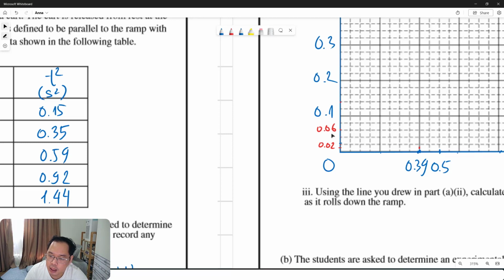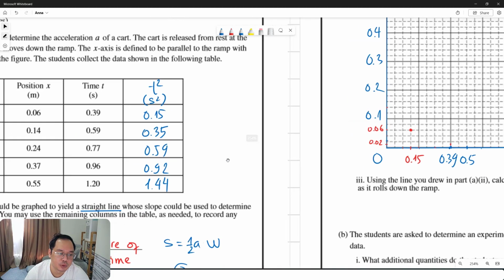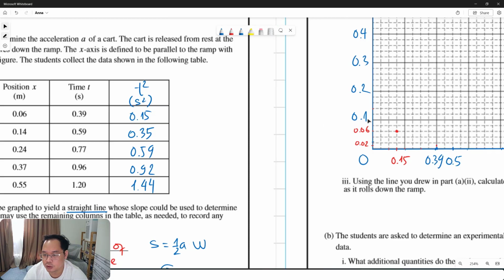0.06. And the square time is 0.15. Here is 0.1, 0.2, 0.3, 0.15. So this is 0.15, and the first point will be here. The second point, the position is 0.14. 0.14 is here, this point.